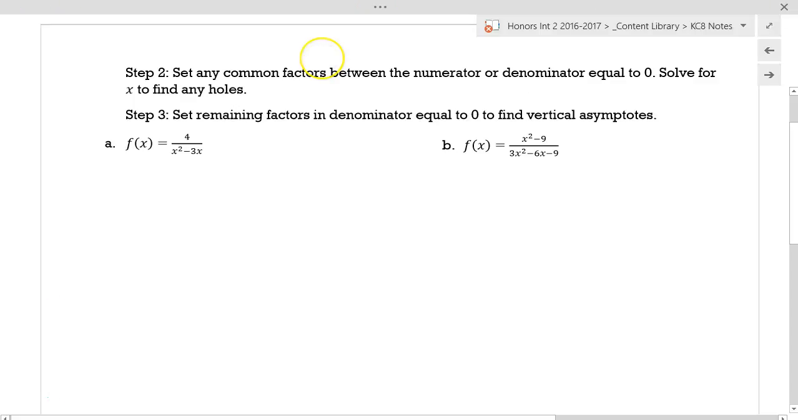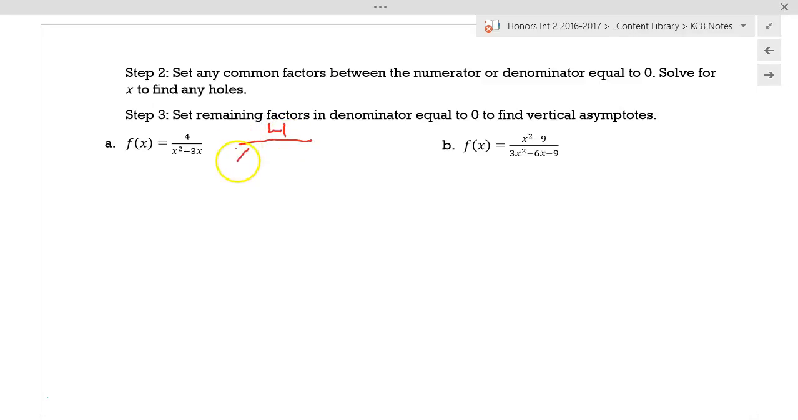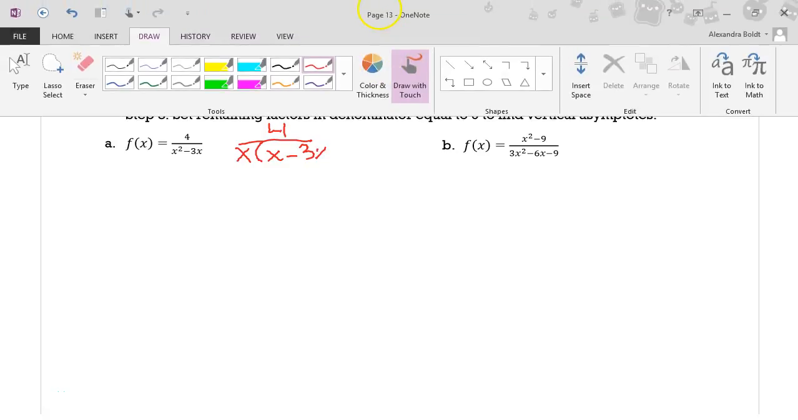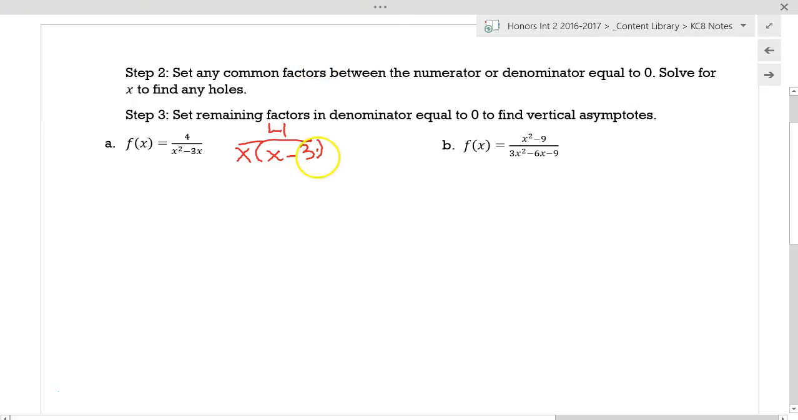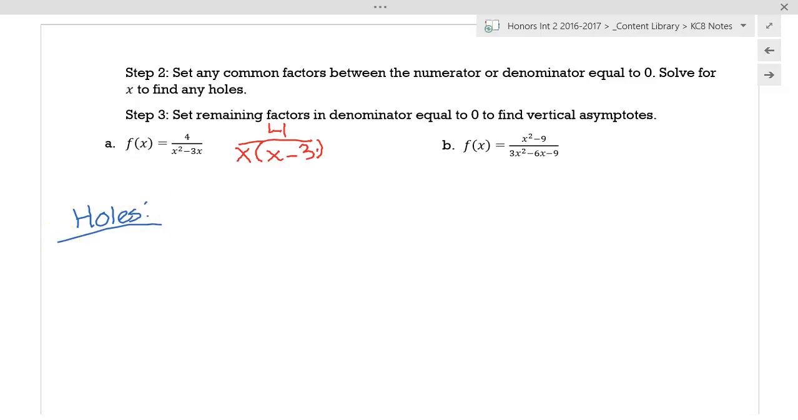For our first one, let's start by factoring. 4 is a factor, x squared minus 3x has the greatest common factor of x, and that's just x minus 3, and I take that out. So I'm going to look for holes. Nothing cancels, so there's none.